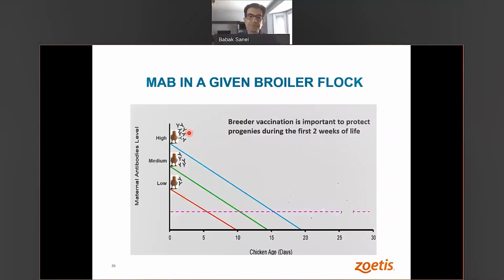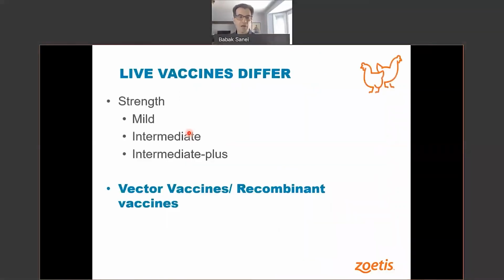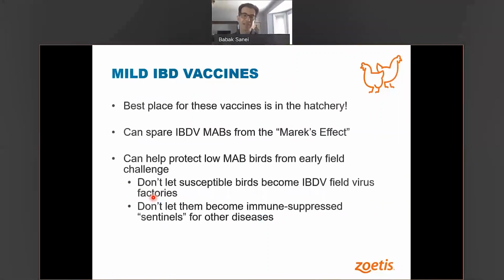Okay, just a little bit on the different vaccines that are out there. There are various levels, but there are live vaccines, which are classified from a strength point of view from mild, intermediate to intermediate plus. And then you have vector vaccines that are used at the hatchery. The mild vaccines are usually used at the hatchery through spray. They can spare IBD maternal antibodies from the effect of the Marek's vaccination there.